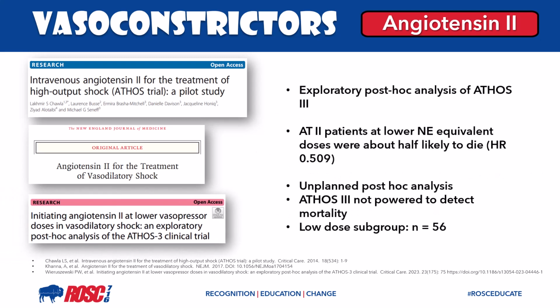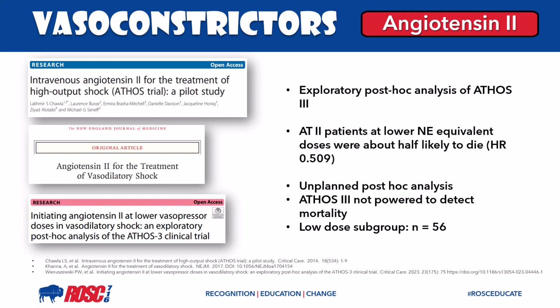If we look back at the ATHOS-3 paper, while one of the inclusion criteria is a norepi dose greater than 0.2 mcg/kg/min, that's not what the study population actually reflected. The median norepi dose equivalent upon enrollment was 0.34 mcg/kg/min, which is right around the dose that I would consider angiotensin II, given the patient was also on vasopressin. Looking even further, nearly 30% of the ATHOS-3 population got enrolled on norepi equivalent doses greater than 0.5 mcg/kg/min.